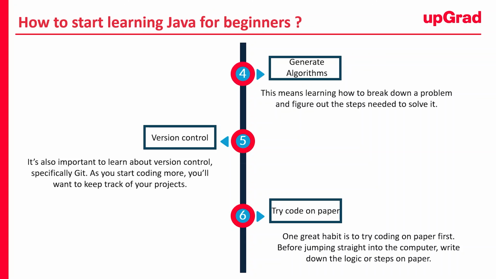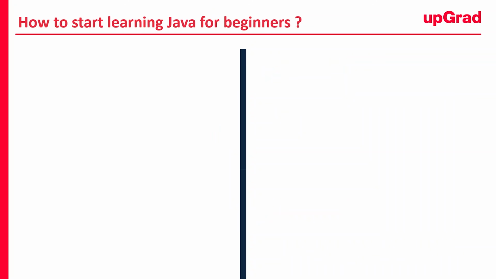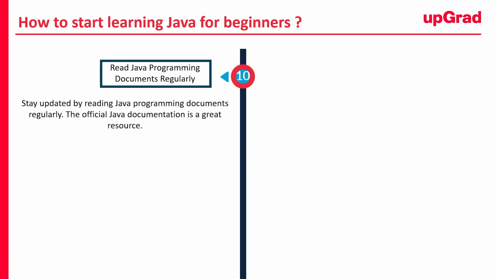Next is read Java programming documents regularly. Stay updated by reading Java programming documents regularly. The official Java documentation is a great resource. It may seem a bit dense at first, but it's packed with useful information and examples that will deepen your understanding of the language. Plus, it's a habit all professional developers have. Getting comfortable with documentation will really help in the long run. By following these steps, you will be able to learn Java in a structured and effective way. Start with basics, build good habits, and practice consistently.